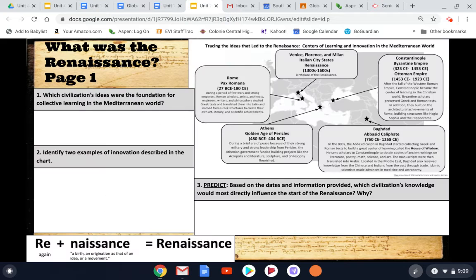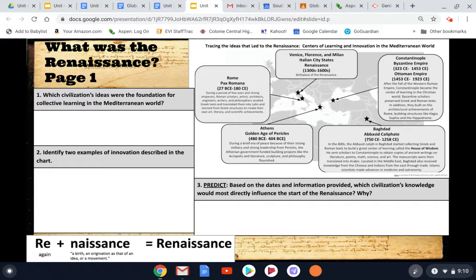The Renaissance and Reformation. So what was the Renaissance? Question 1 says, what civilization's ideas were the foundation for collective learning in the Mediterranean world? So when we look at the chronology of these civilizations and the information you just read, the foundation is the key word for this question. Foundation means to look back at the original, the base, what everything else was built up upon and afterwards. So if you look simply at the chronology, the oldest and earliest civilization is Greece, dating all the way back to 480 BCE to 404 BCE, Athens, Greece to be exact.